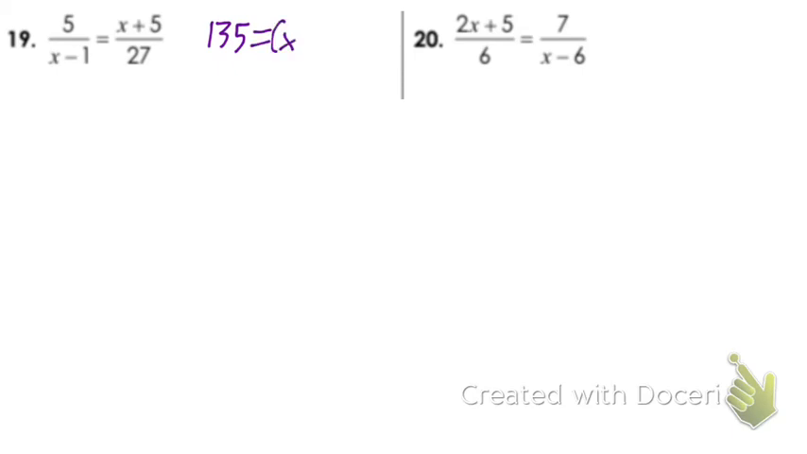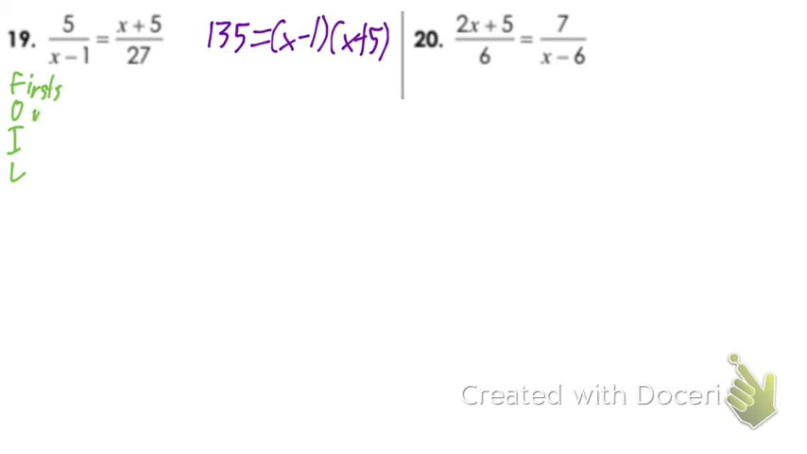So we're going to have x minus 1 times x plus 5. What we do, we call it FOIL. FOIL is kind of our slang for it. We did that last year. So, guys, here's what FOIL stands for.